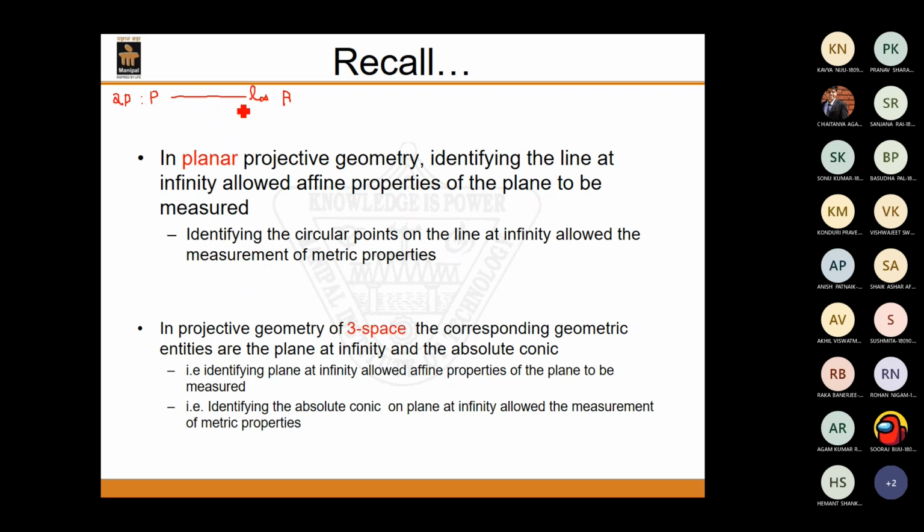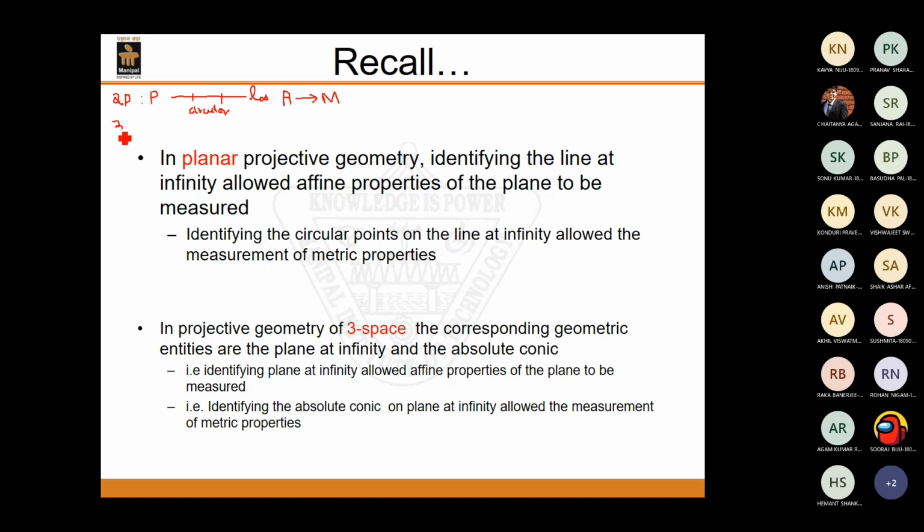And given this line at infinity, along this line, if we are able to identify circular points, that is points at infinity, I'll just write it as circular points here. These are concepts which we have already seen in the first few classes, right? So if you are able to identify the circular points along this line at infinity, what I can say is that we are no longer in the affine space, but we have moved on to the metric space or the Euclidean space. I'll just call it metric space over here. It basically means the Euclidean space, right? So this is in the case of 2D.